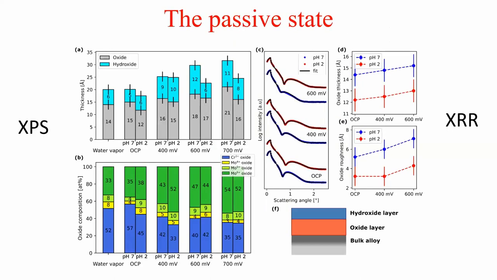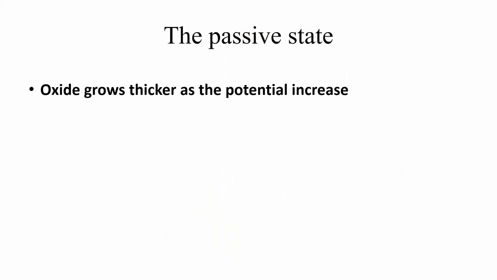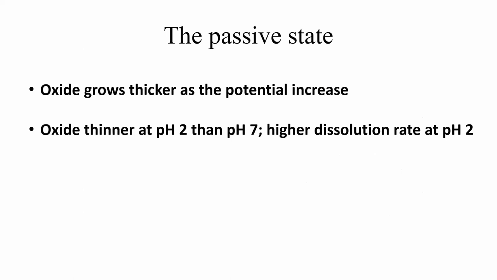Now it's a very tedious slide here. This is XPS, and these are the thicknesses derived from the XPS, and this is the composition. There are two different pHs, and we are changing the potential, increasing it, and we see for both pHs the oxide thickness is increasing. Also, in the composition, we see that the molybdenum(VI) oxide is increasing. We can basically confirm this with X-ray reflectivity, also the thicknesses that we expect. So the oxide grows thicker as the potential is increasing in the passive state. It's thinner for pH 2 than pH 7.